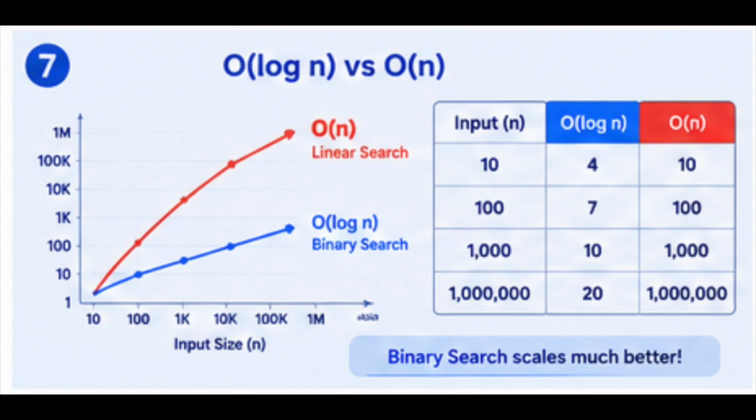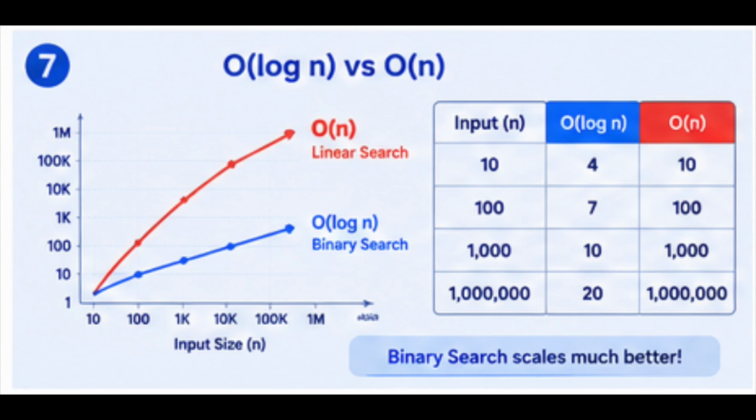Now let's think even bigger. Imagine an e-commerce website with 1000 products. Linear search could perform 1000 comparisons. Binary search needs only around 10. Notice something interesting here. The data became 10 times larger, but binary search barely increased its work.